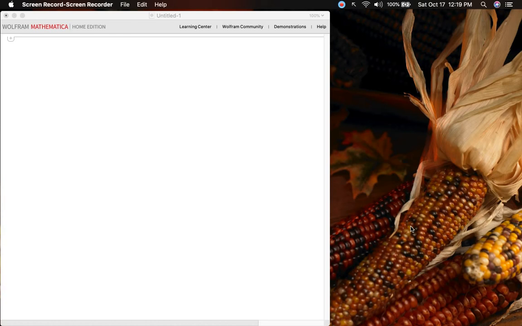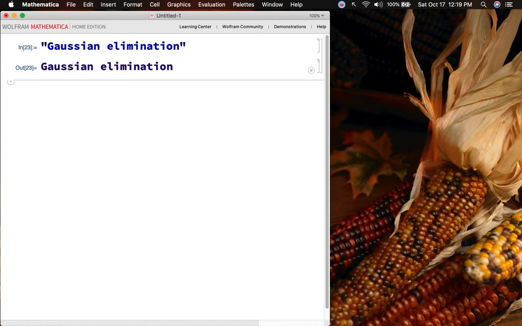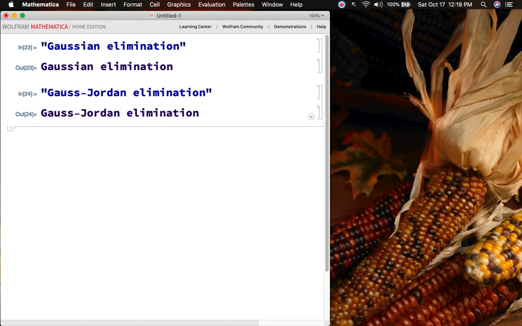There is an algorithm that I think is really important for you to understand and to know how to use. It is called Gaussian Elimination, or Gauss-Jordan elimination. The algorithm goes by two different names. Some people call it Gaussian elimination, some people call it Gauss-Jordan elimination.